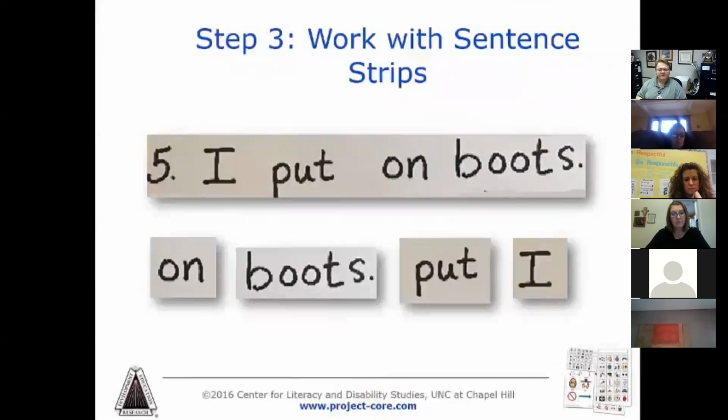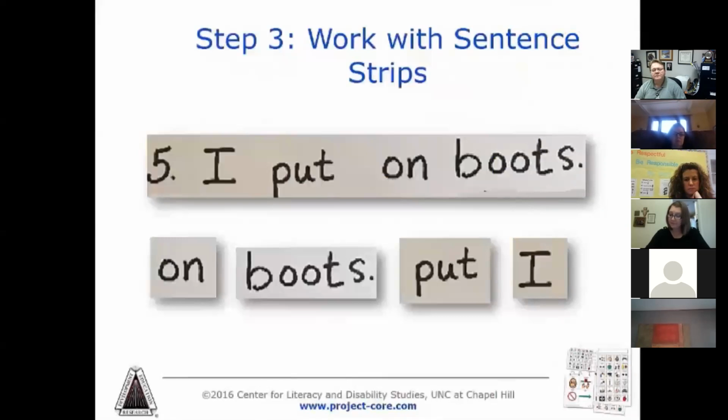Some students will be able to use scissors independently to try to cut, but many will be unable to cut the sentence independently. Adults can help these students by running a finger across the sentence strip and asking the student to indicate, using a gesture, vocalization, or switch, where they would like you to cut.